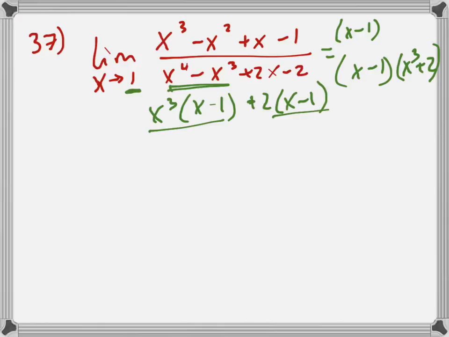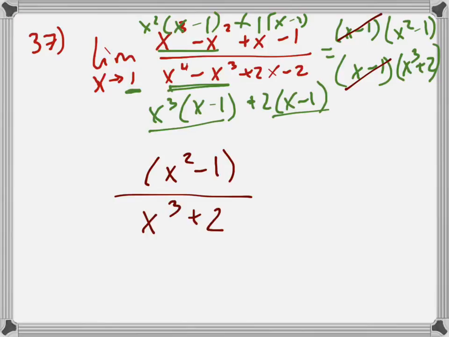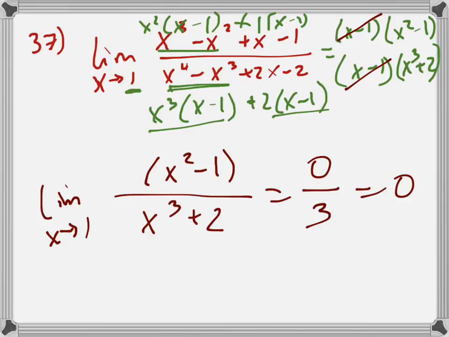Same thing with the top. If I take an x squared out of this, I'll be left with an x minus 1, and then I just have plus 1 times x minus 1. So when I take this out, it's going to be x squared plus 1. So what I can do now is cancel these two. And so my revised function is going to be x squared minus 1 all over x cubed plus 2. Now, what's the limit as x goes to 1 of that? Can I plug 1 into this problem? I can. I'm going to get 0 over 3, which is just 0.